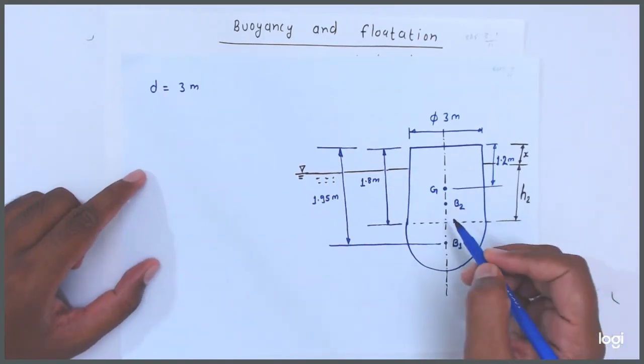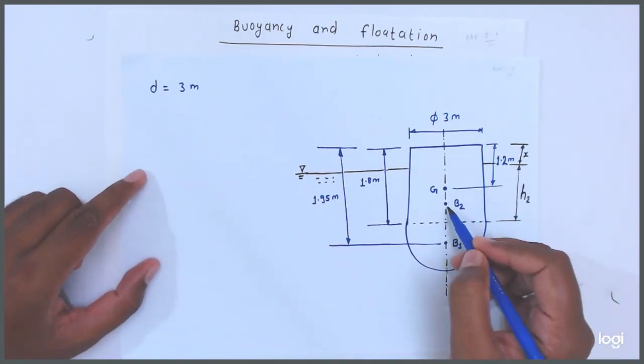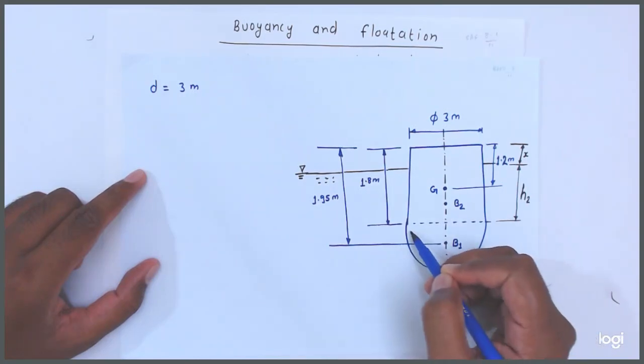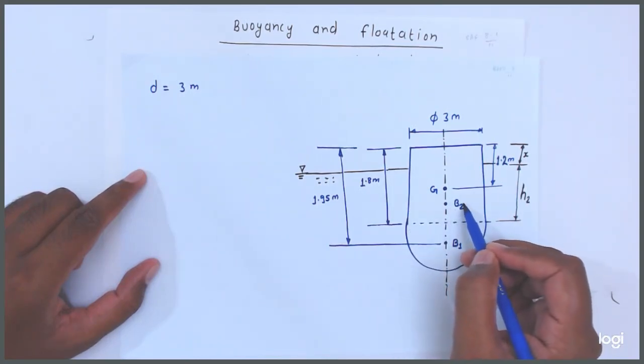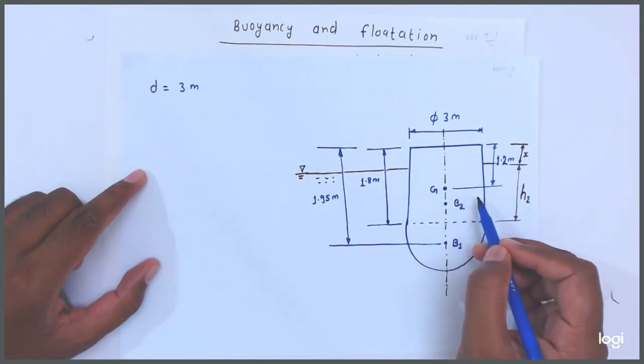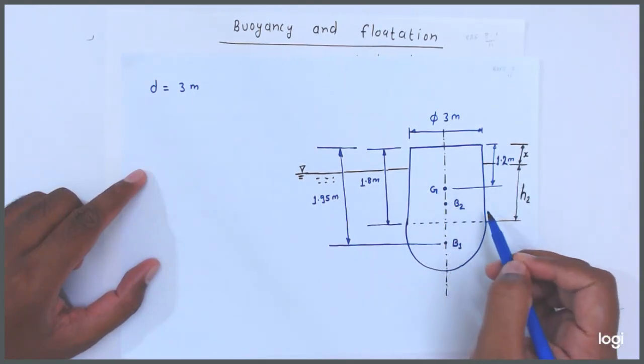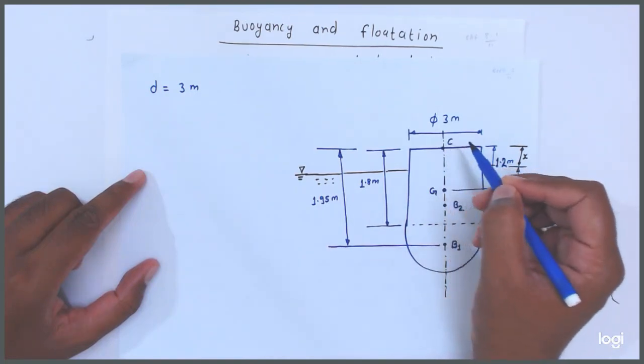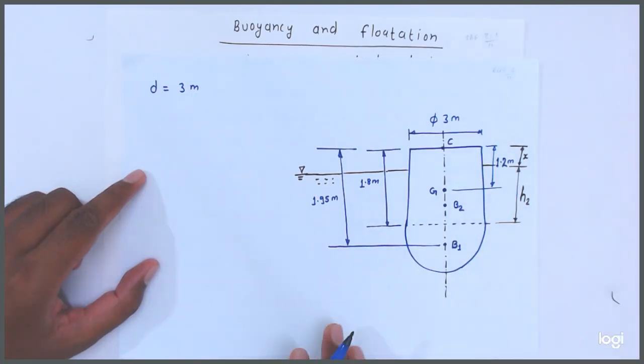We have to give some points. This is B1, B2. This is the center of buoyancy of the lower portion. This is the center of buoyancy of the upper part. This is the center of gravity of the whole body, and we should give some point here. This point at the top of the cylinder is point C. Okay friends.